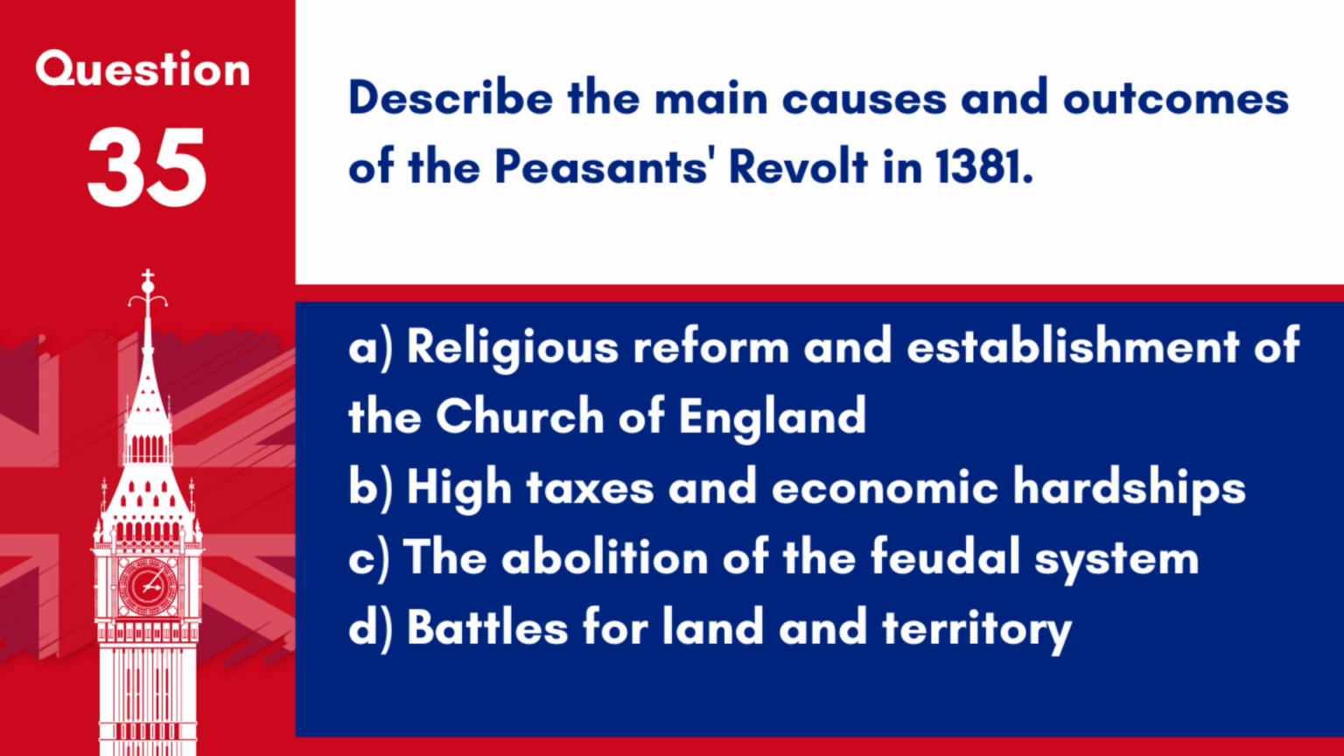Question 35. Describe the main causes and outcomes of the Peasants' Revolt in 1381. A. Religious reform and establishment of the Church of England. B. High taxes and economic hardships. C. The abolition of the feudal system. D. Battles for land and territory. Answer: B. High taxes and economic hardships. The Peasants' Revolt in 1381 was primarily caused by high taxes and economic hardships.